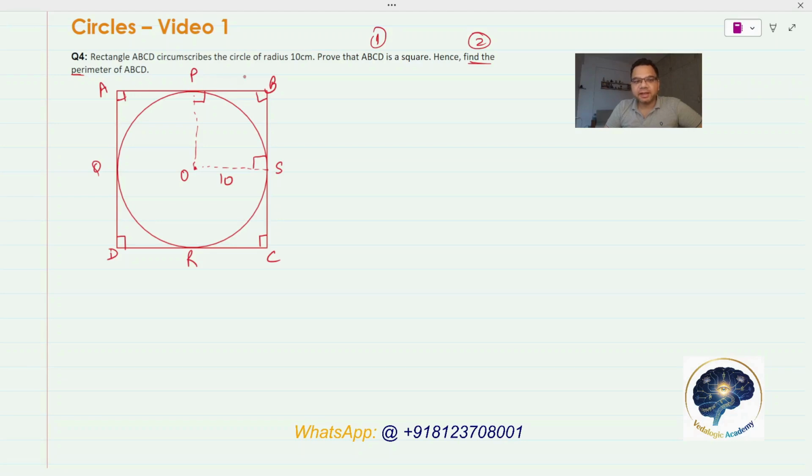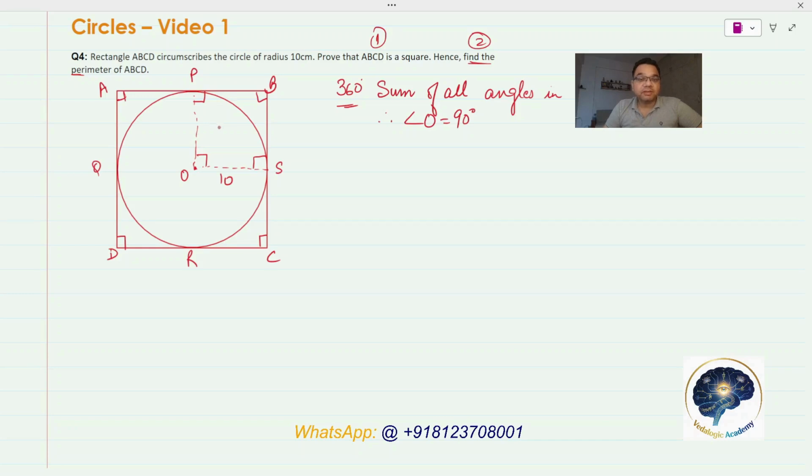And since ABCD is a rectangle, angle ABC is also 90 degrees. Now, if you see, this is a quadrilateral which has three angles as 90 degrees. So if three angles are 90 degrees, the fourth angle has to be 90 degrees, because in a quadrilateral the sum of all the angles is 360 degrees. So again, angle O becomes 90 degrees.